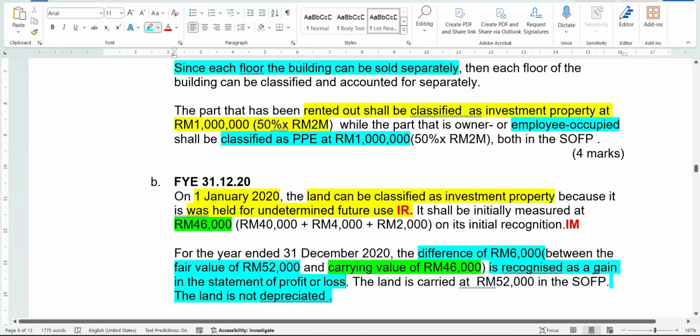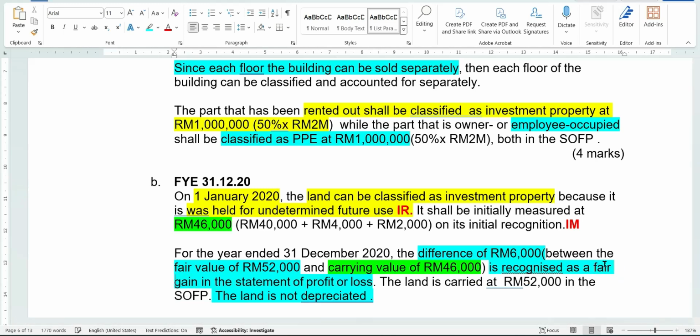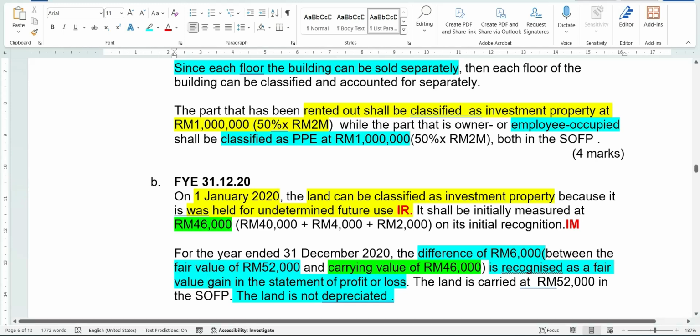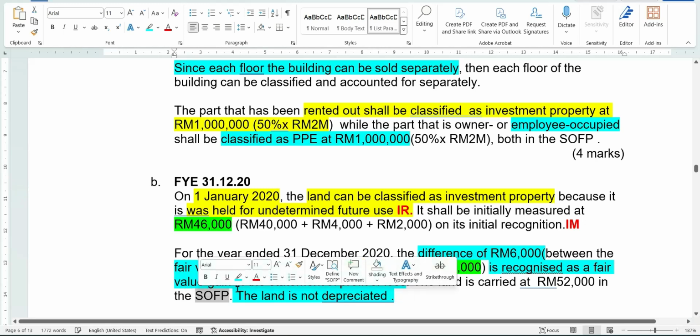Gain here means recognized as fair value gain in the statement of profit or loss. And therefore, the amount 52,000 is going to be shown in the SOFP. And under the fair value model, the land is not depreciated. So you need to mention the sentence that land is not depreciated, and also how much is the carrying amount in the SOFP. Right, so that was for the first year.